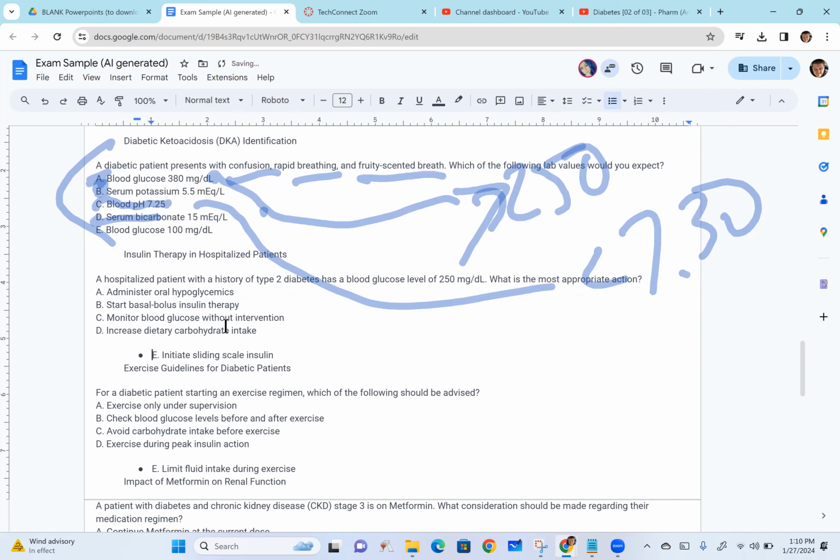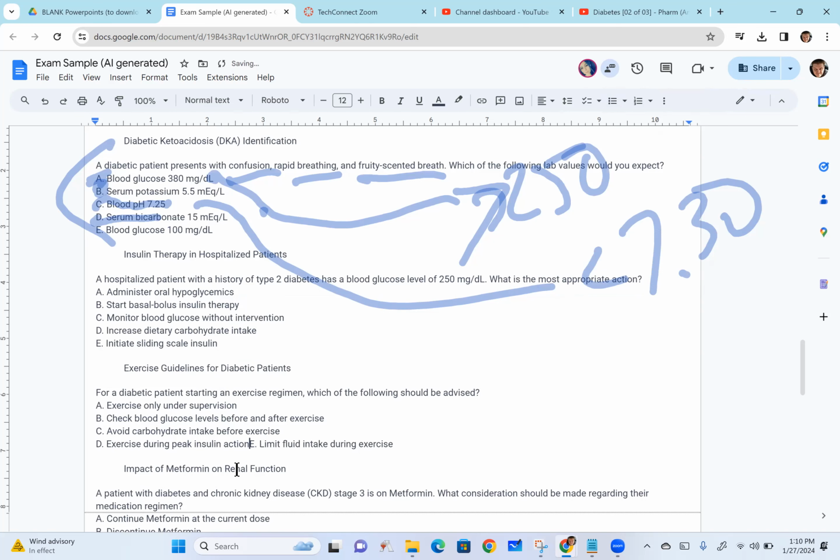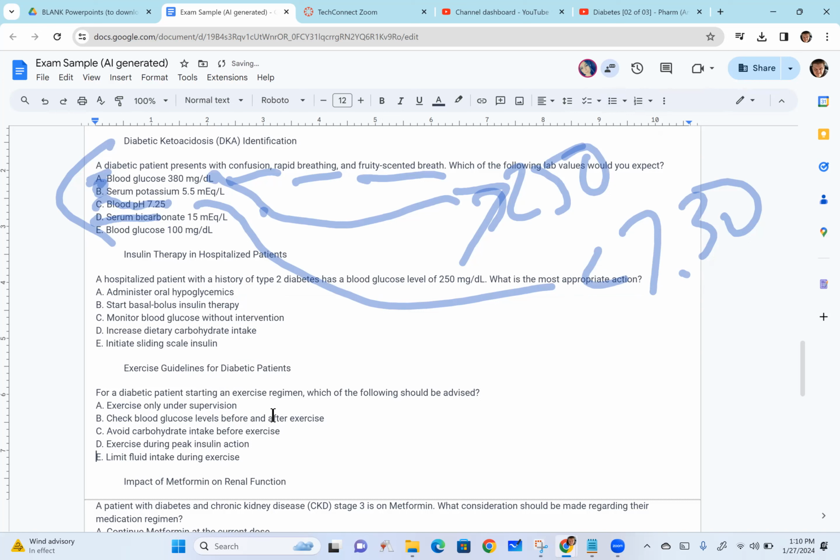All right, so E, is E correct? So blood glucose of 100, no, that's too low. It has to be what? It has to be greater than 250, okay, for you to really have DKA. All right, any questions on that?